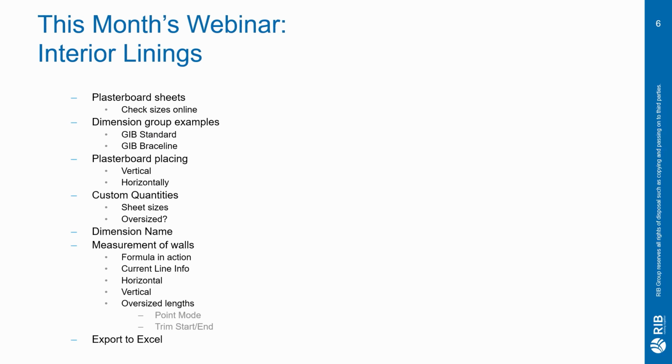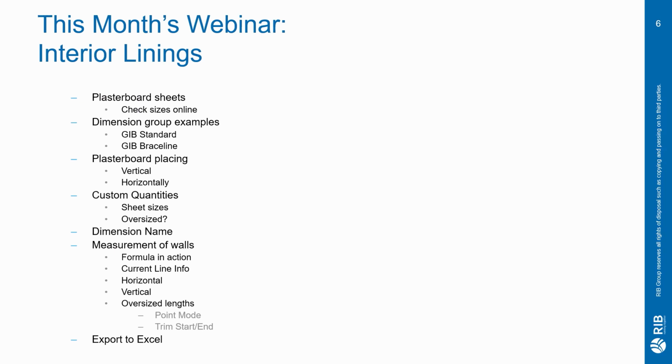This webinar will focus on interior linings. So in particular, plasterboard, we'll check the plasterboard sheet sizes online. We're using GIB as an example. We're going to use standard and braceline, two different types, and how we place these boards to minimize wastage or round up in some instances.